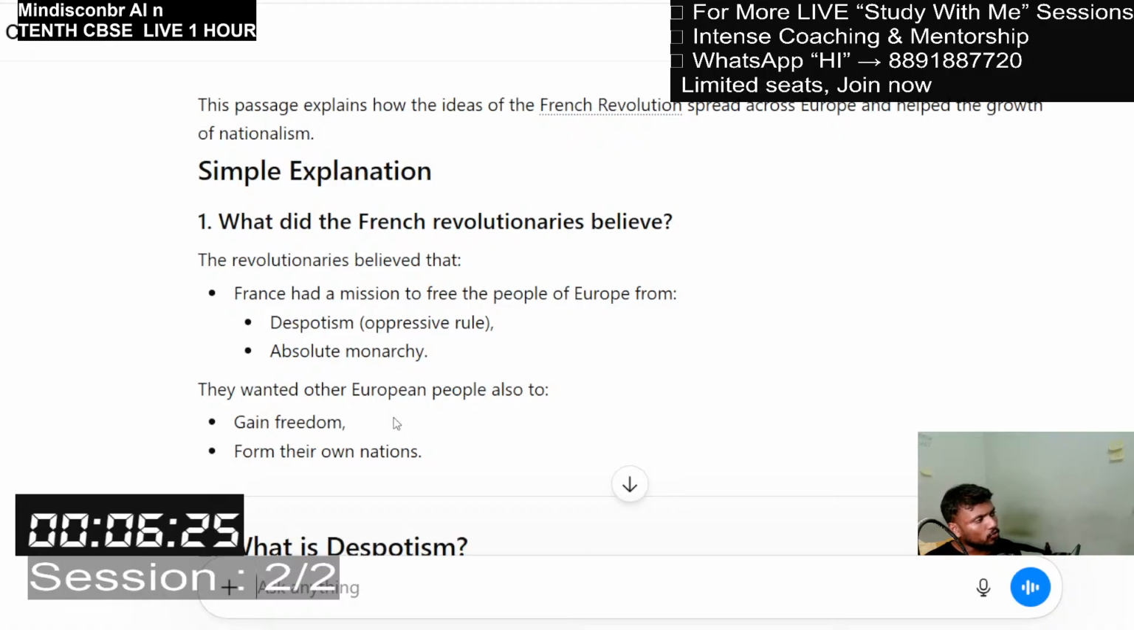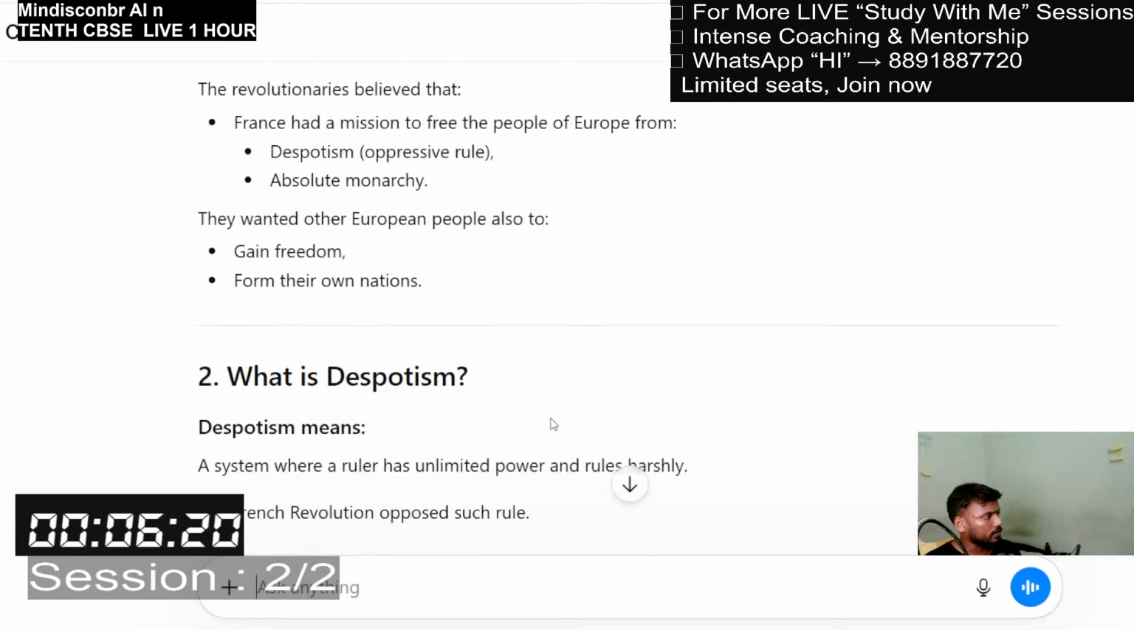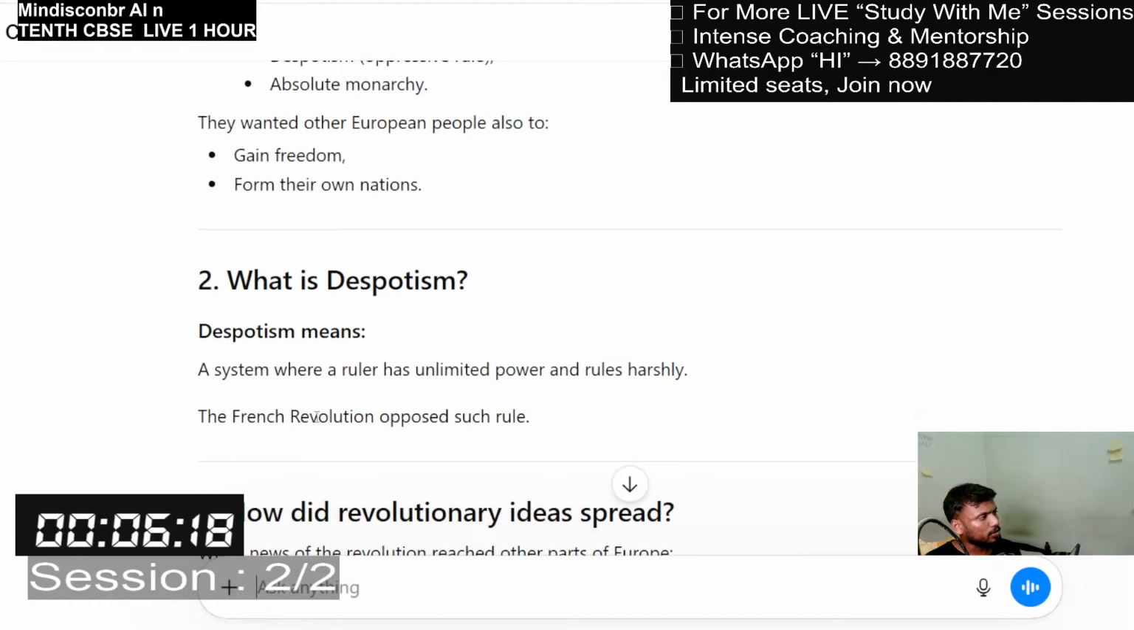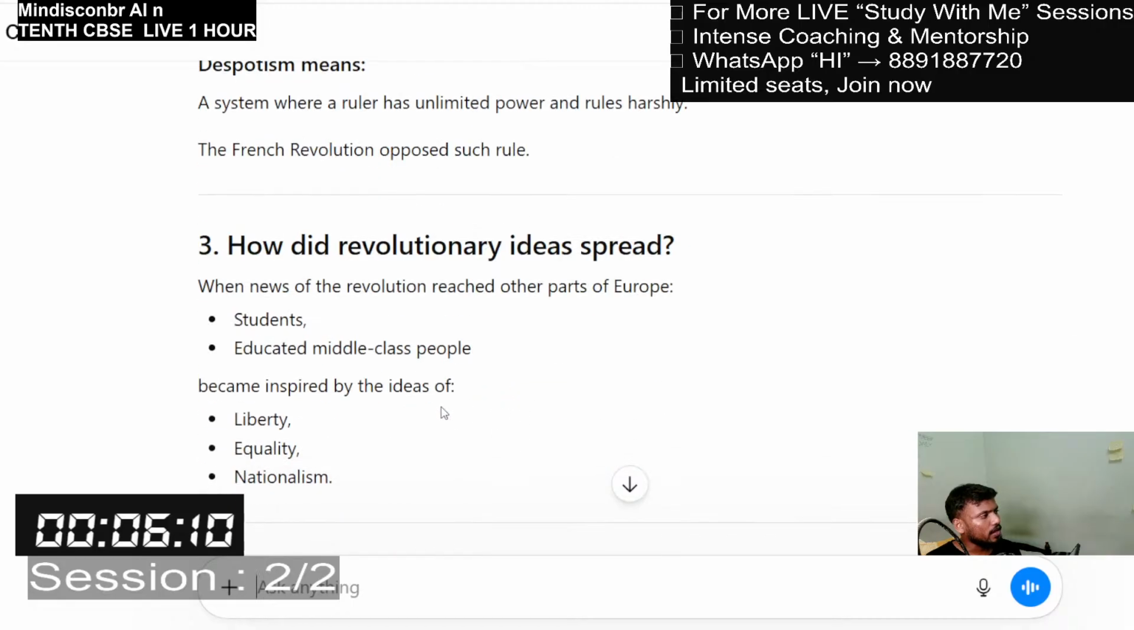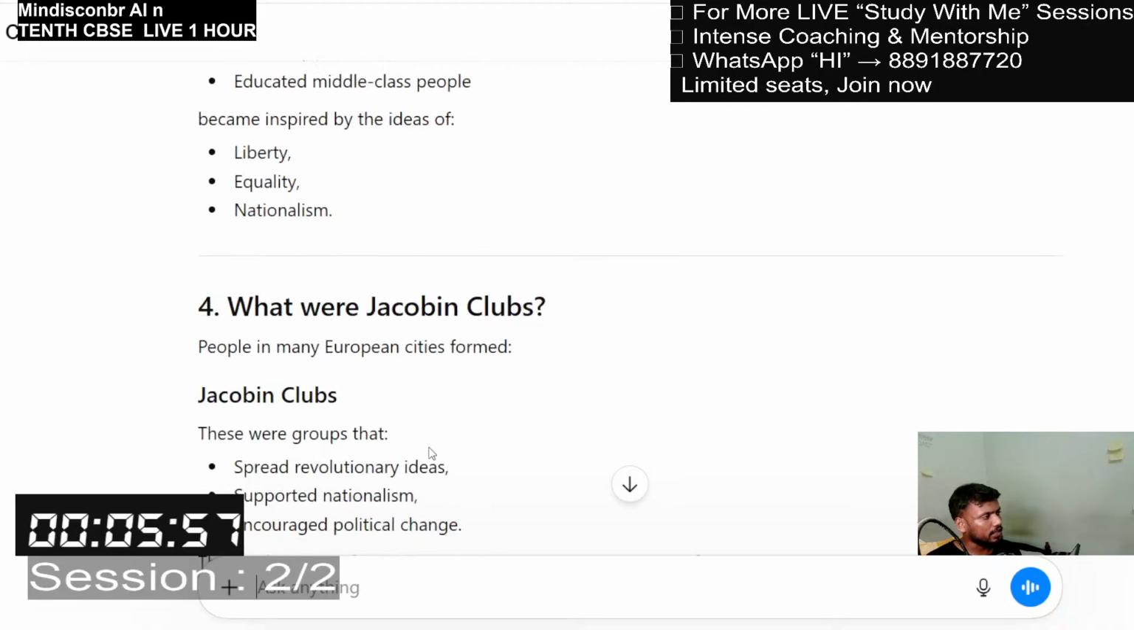They wanted other European people also to gain freedom and form their own nations. What is despotism? Despotism means a system where a ruler has unlimited power and rules harshly. The French Revolution opposed such a rule. How did revolutionary ideas spread? When news of the revolution reached other parts of Europe, students and educated middle class people became inspired by the ideas of liberty, equality, and nationalism.